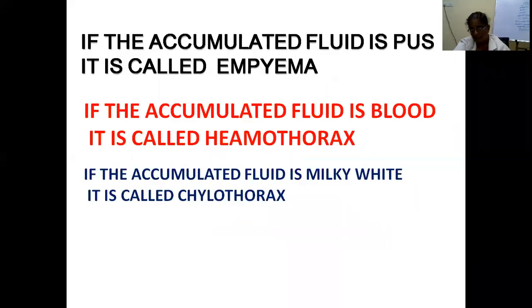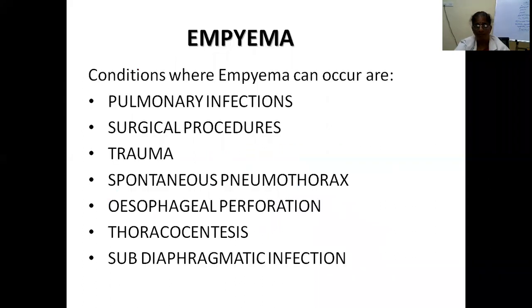Next, this is pleural effusion. Once the effusion is over, what other things do you have to see? When the accumulated fluid is pus, it is called empyema. When the accumulated fluid is blood, it is called hemothorax. And when the accumulated fluid is milky white, it is chylothorax. Chyle means lymph, so milky white fluid is called chylothorax.